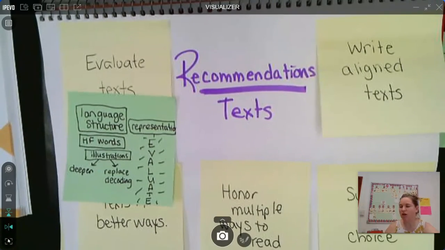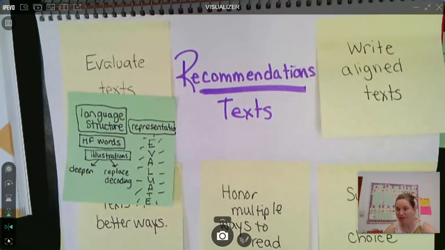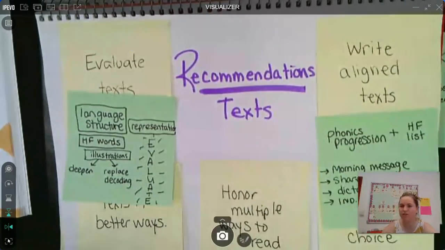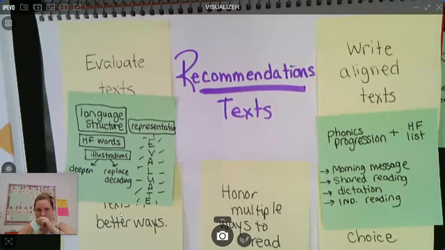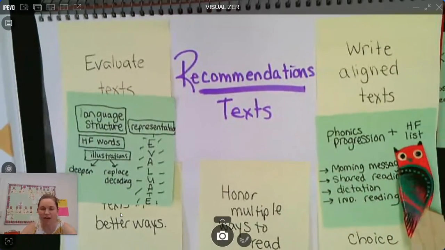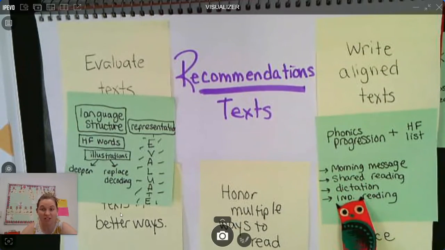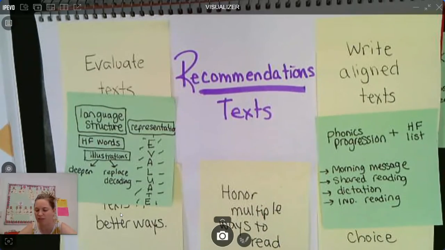The next one is you might try to write some aligned text. So if you're not finding what you need in the book room or online, you might decide, hey, I could maybe write a little something. In order to write some aligned text, you're going to want your phonics progression. So thinking about what you're teaching now and what you've taught up till then, and a list of high frequency words. And this might be in your morning message, shared reading, a dictation, or independent reading. You might use this in many different places.